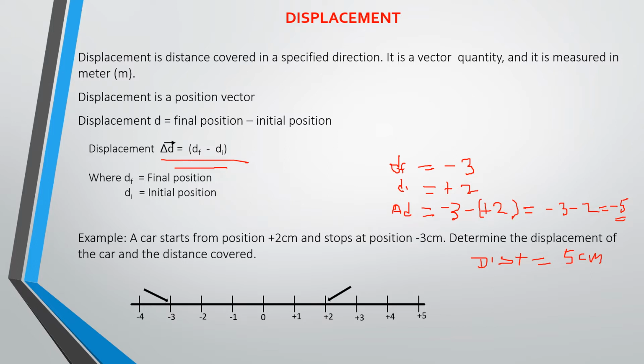So you can see that displacement has a direction, saying that it's in the negative direction, but distance is just the space between them. So distance is 5 centimeters, while displacement is minus 5 centimeters. So this is displacement, and this is the distance.